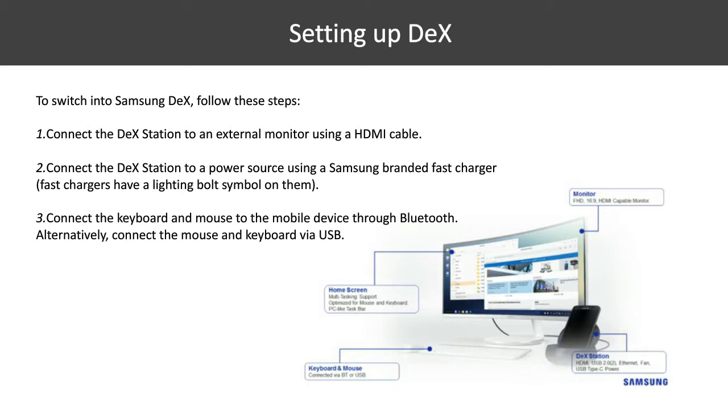And as mentioned earlier, you can connect the external keyboard and mouse either using the USB slot that is available in the DeX station, or you can directly connect to the phone using Bluetooth.